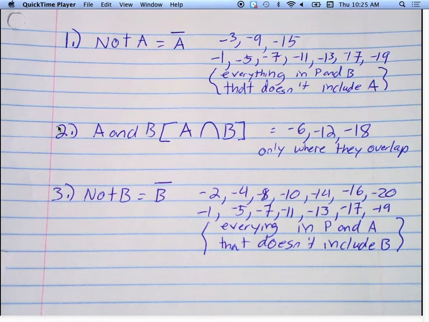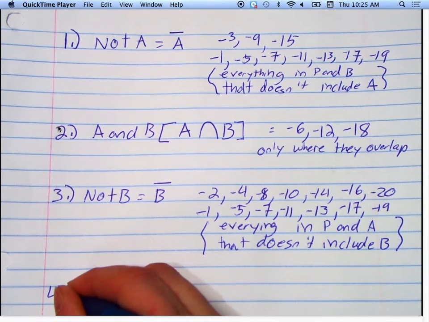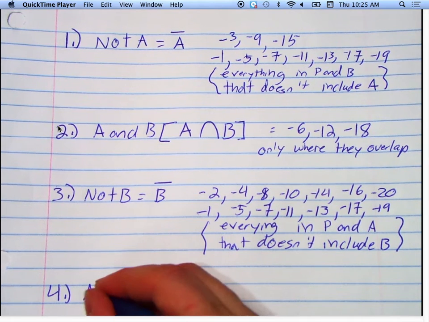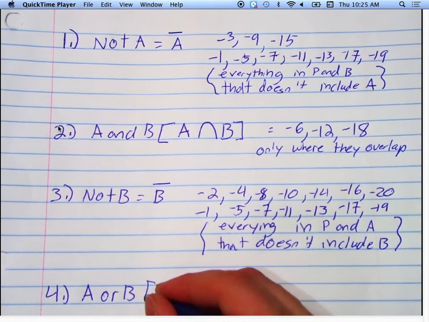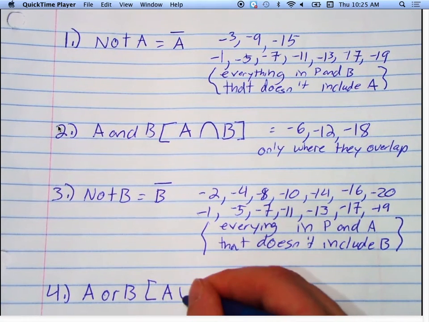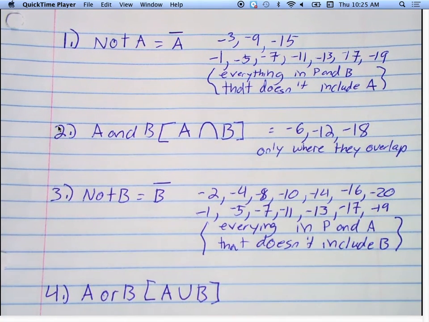All right, now we're going to get really weird. Wait, don't move it. Okay, I'm going to cap it. A or B, which the notation for that is A, like a U, B. Okay. A or B. What do you think that means?